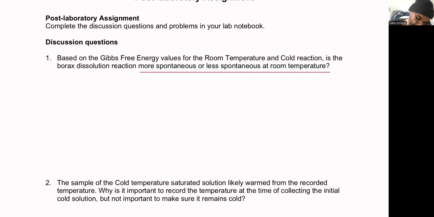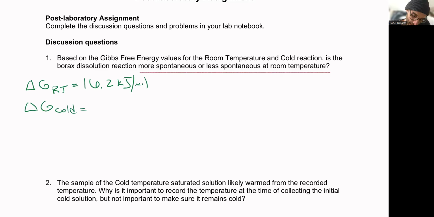Let's use the data that I have from my students of a previous year. Probably the delta G of room temperature, after doing all the calculations, is 16.2 kilojoules per mole. The delta G of the cold reaction was 16.8. So not much deviation, but the temperatures are actually not a huge difference. I think it was like 2 degrees to 20 degrees. In the grand scheme of things, that's not very much.